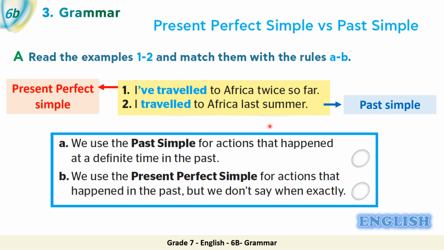Now, let's read the rules. A. We use the past simple for actions that happened at a definite time in the past. B. We use the present perfect simple for actions that happened in the past, but we don't say when exactly. Now, if you want to match the sentences to the rules, rule A is related to sentence number 2, and rule B is related to sentence number 1.